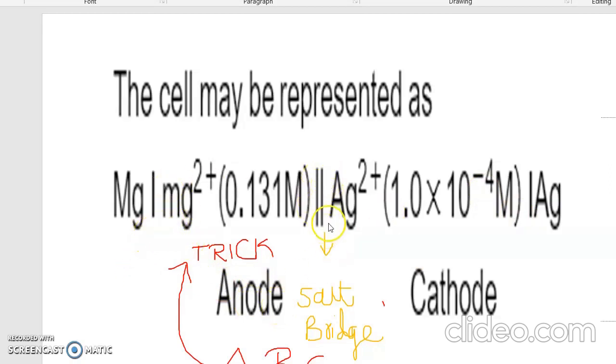Whatever you write on the left hand side in the cell representation acts as the anode. And then double parallel line, that is the salt bridge. And the right hand side you have written is the cathode. So anode, salt bridge, cathode. This technique is nothing but the ABC technique. A is anode, B is salt bridge, C is cathode.